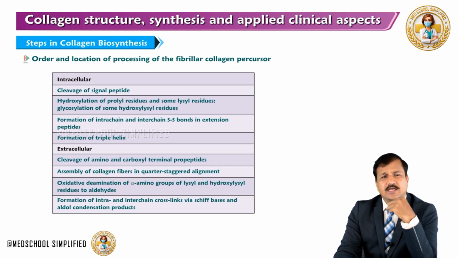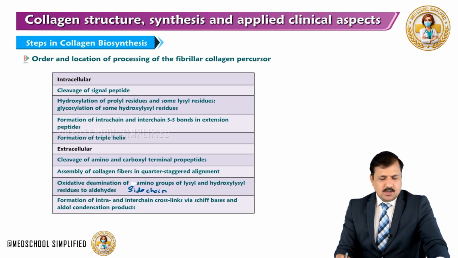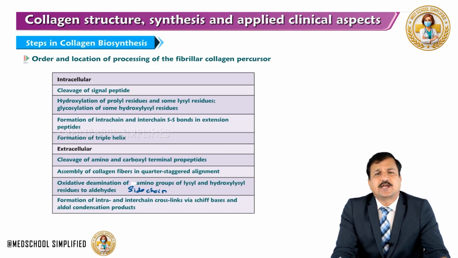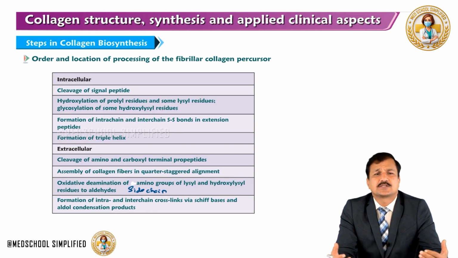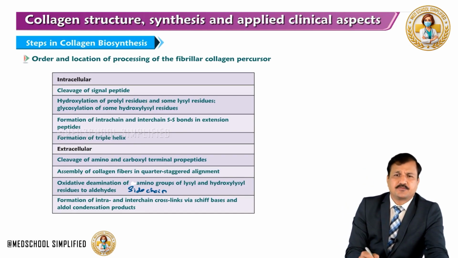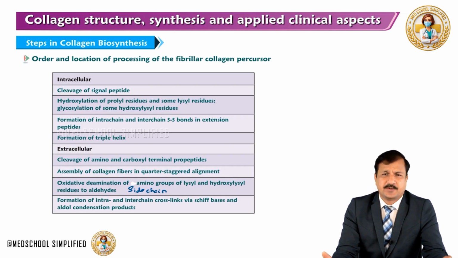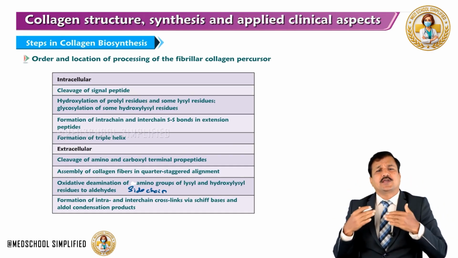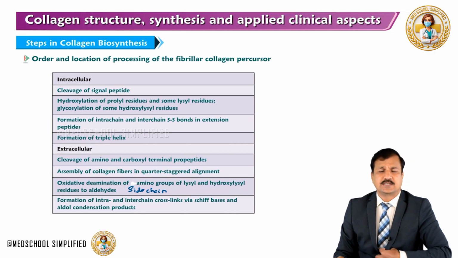Now the extracellular steps: cleavage of amino and carboxy terminal peptides, and assembly of collagen fibers in a quarter-staggered alignment. Then the oxidative deamination of the side chain amino group of lysyl and hydroxylysyl residues to their aldehyde groups, like allysine residues, happens outside, and then formation of intra- and interchain cross-links like Schiff base and aldol condensation happens to make a mature collagen fibril. So this is how the order and location of processing of the fibrillar collagen precursor into mature collagen is done.